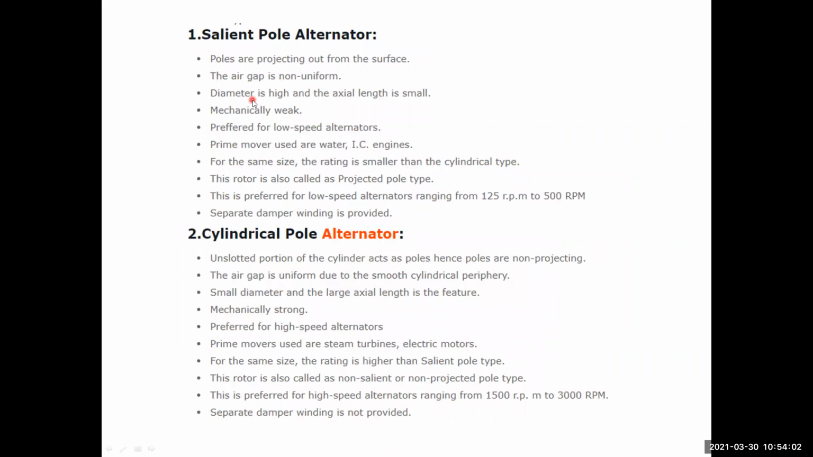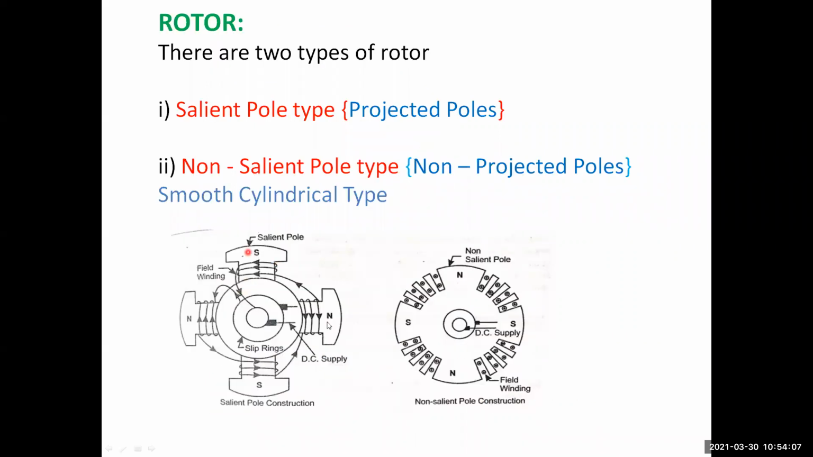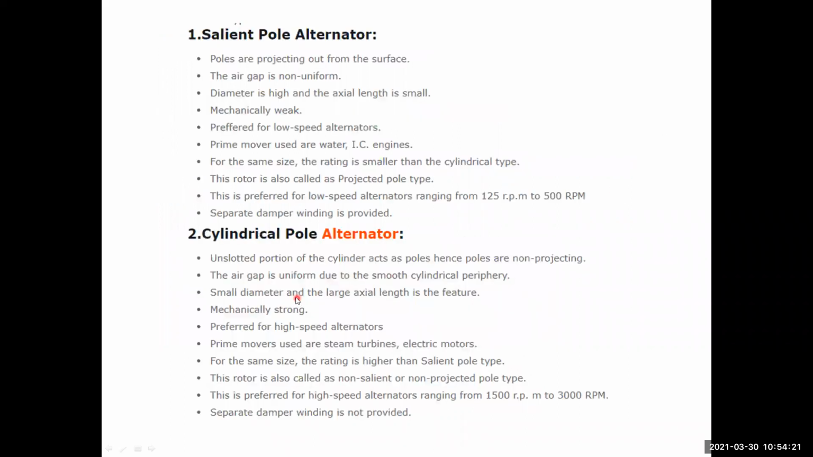Air gap is non-uniform, the diameter is high, and the axial length is small. So the diameter of this machine is high, but the axial length is very small. The axial length of the other machine is very high. The diameter is high and the axial length is small. The salient pole rotors are mechanically weak. They are preferred for low speed alternators, where the prime mover is a water turbine or IC engine.